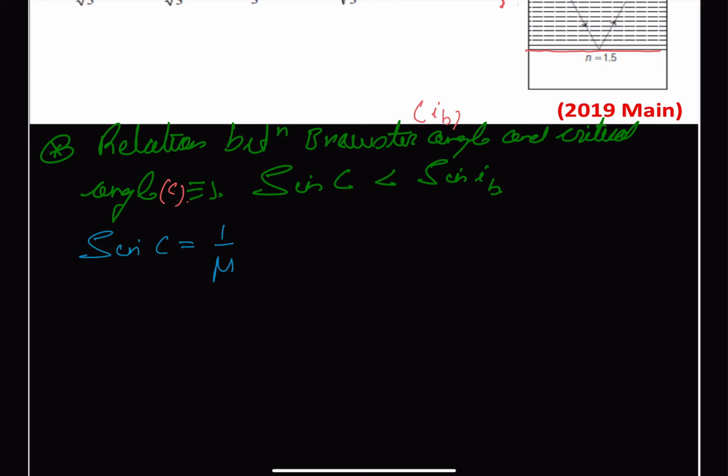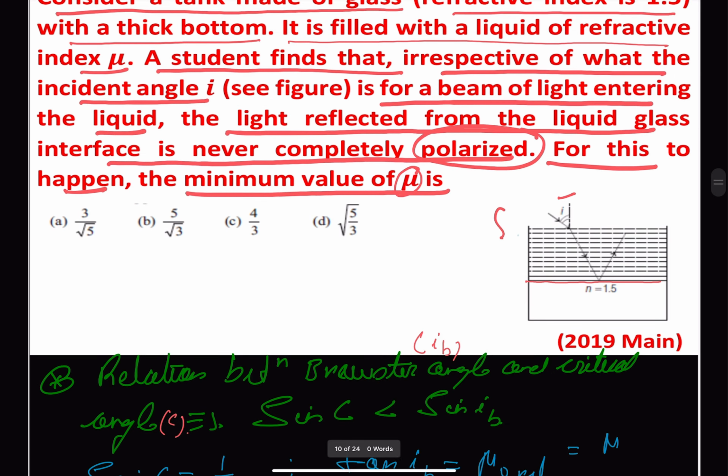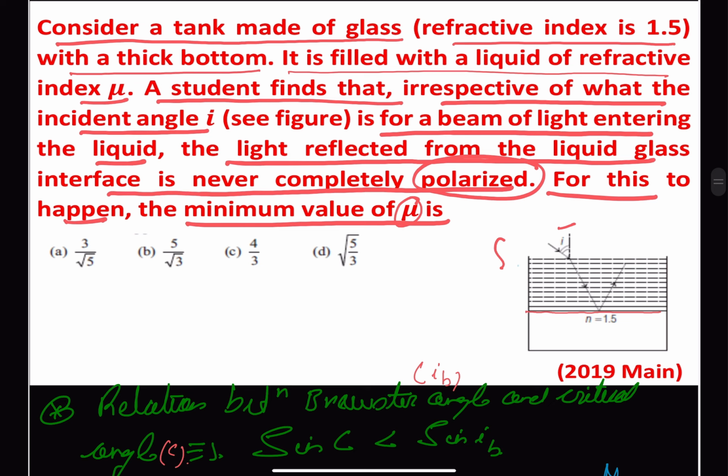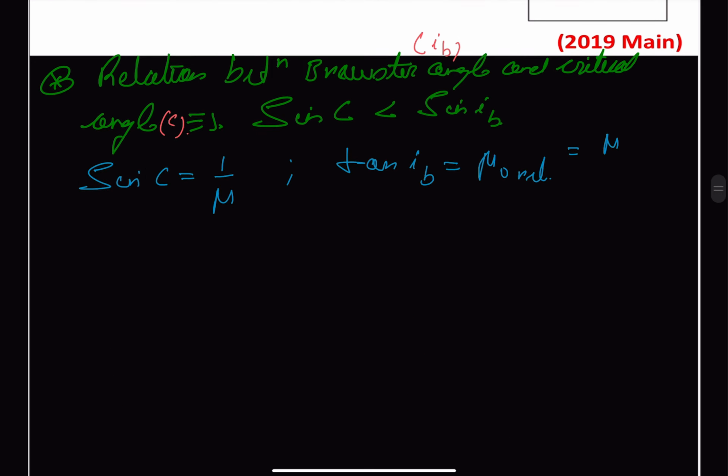Also we know the relationship that the tangent of the Brewster angle, tan i_B, will be equal to mu relative, that is the relative refractive index, which will be equal to the refractive index of the glass, given as 1.5, divided by that of the liquid, given as mu. So this comes as 1.5 divided by mu.